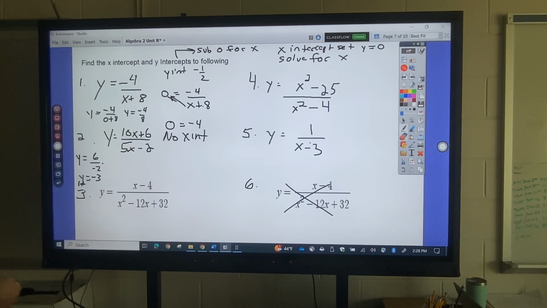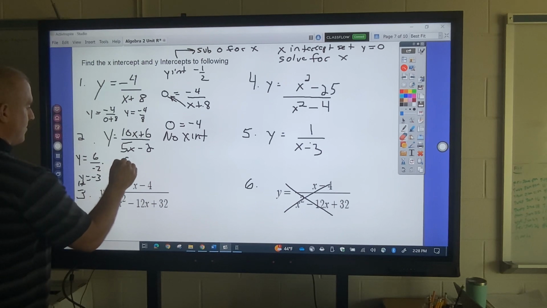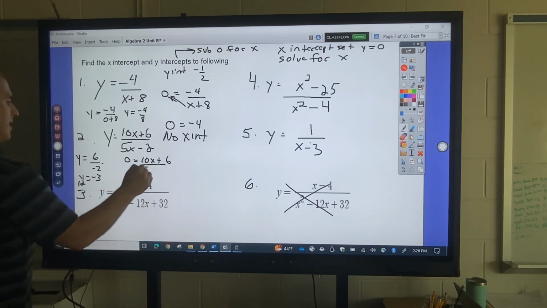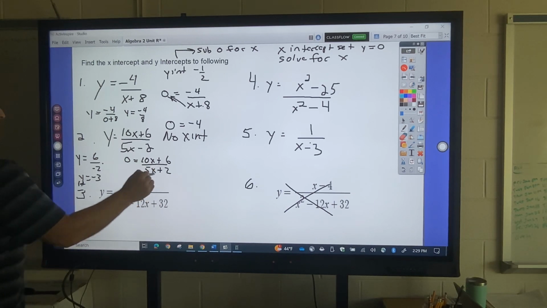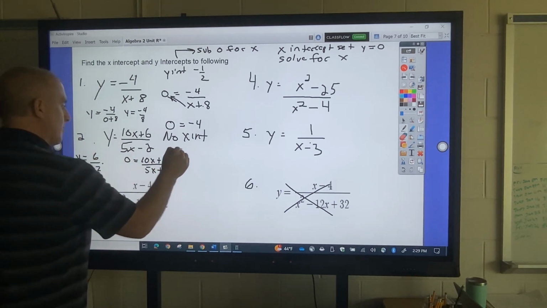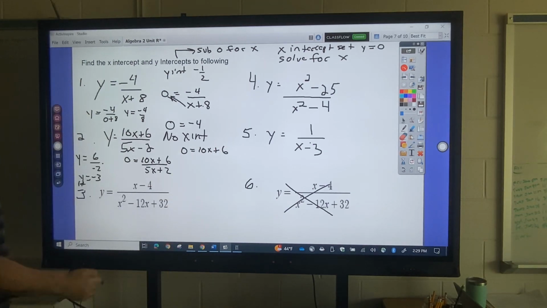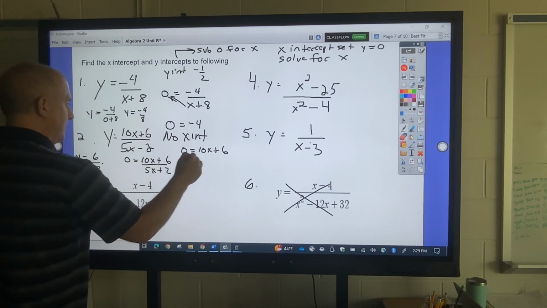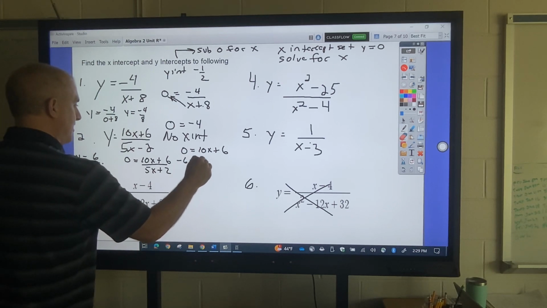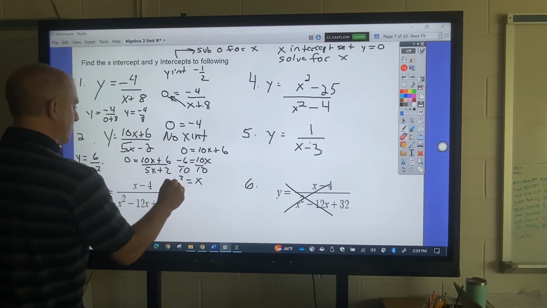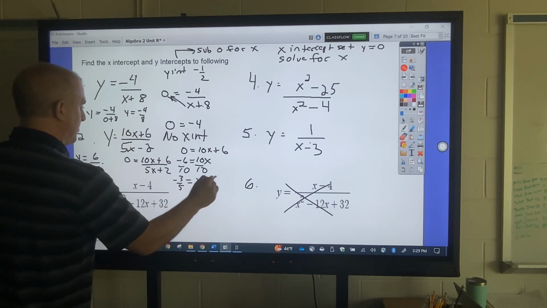Okay? To find the solutions, I would set this equal to 0. Now what's going to happen is this gets cross multiplied up, that'd be 0 equals 10x plus 6. Solve for x by subtracting 6, that'd be negative 6 equals 10x. Divide by 10, that'd be x equals negative 3/5. That would be the x-intercept.